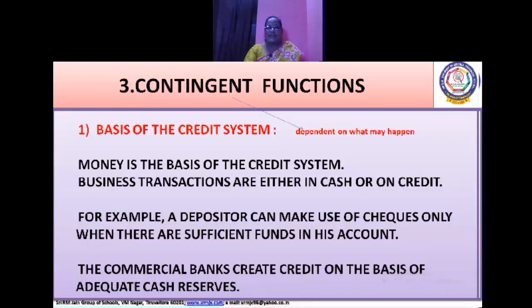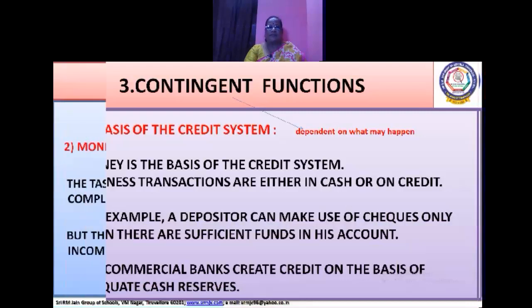Business transactions are either in cash or on credit. For example, a depositor can make use of checks only when there are sufficient funds in his account. The commercial banks create credit on the basis of adequate cash reserves. That is the basis of the credit system.